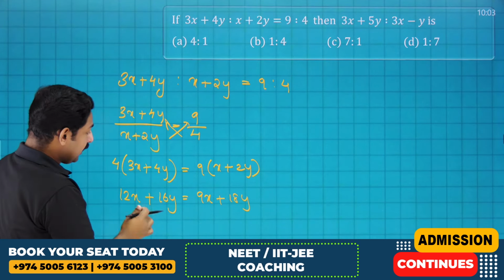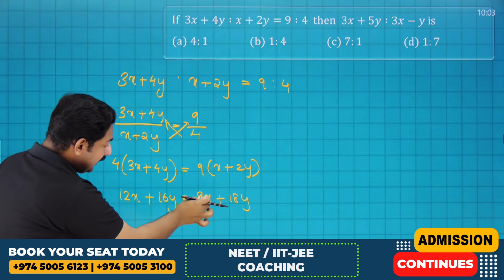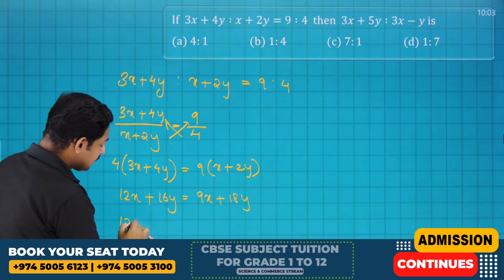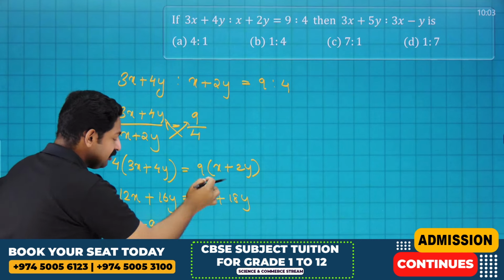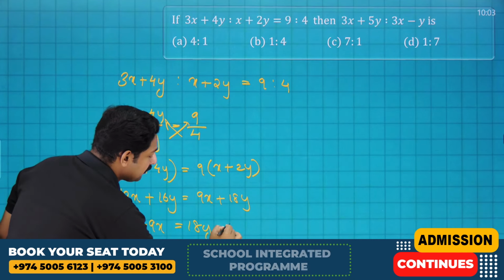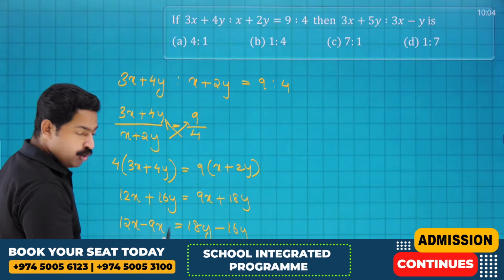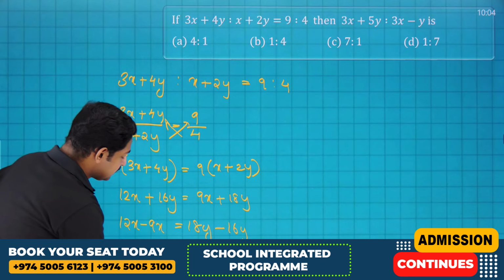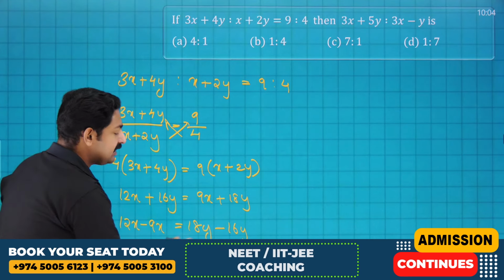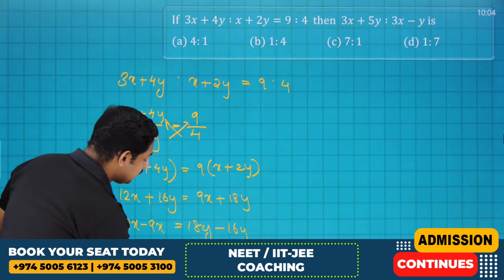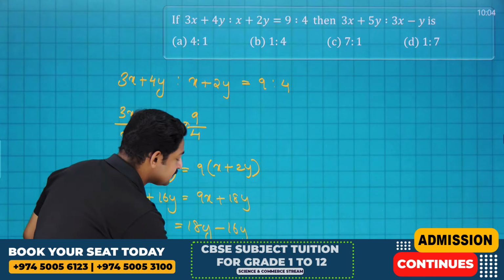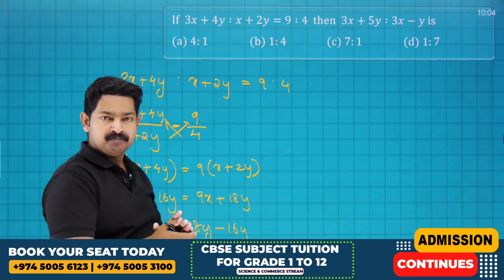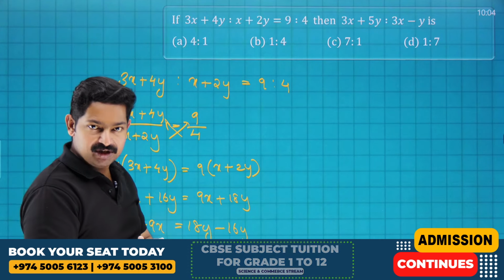On the next step, I am bringing 9x to the left side, so 12x minus 9x is equal to, I am bringing this 16y to the right side, 18y minus 16y. 12x minus 9x is 3x, so 3x is equal to 18y minus 16y, which is 2y. Here we got 3x is equal to 2y. It can be taken as equation number 1. That is one relation we got.